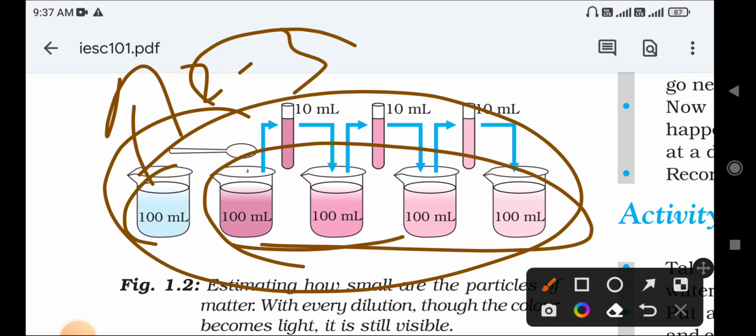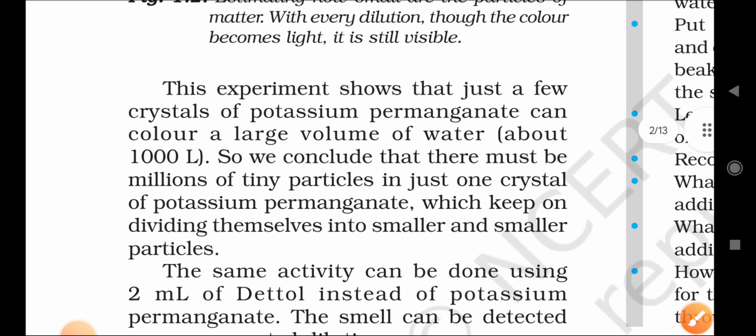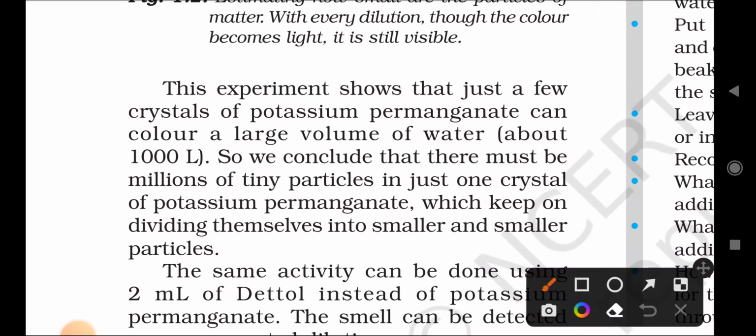So this means the particles of potassium permanganate are mixing with the water molecules, meaning they have space between them. From this activity we concluded that the particles have space between them. That is why they are mixing with the water particles. So this is the first point we derived from this activity.